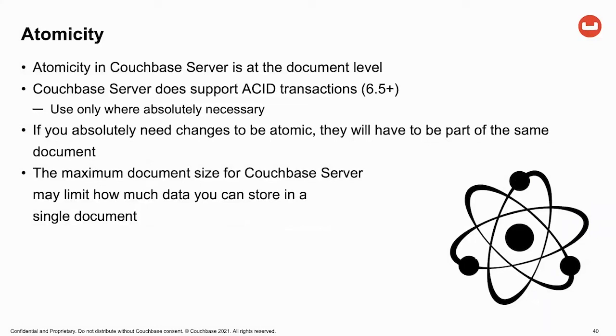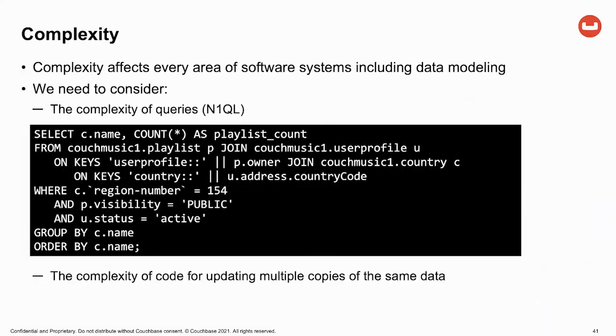So complexity of the document. Complexity affects every area, including data modeling. I'm not here to explain this N1QL query, but the idea I want to give you here is I don't want to write a N1QL query that has multiple joins, multiple nests, multiple unnests. I want to keep my data model simple such that my access pattern is also simple.